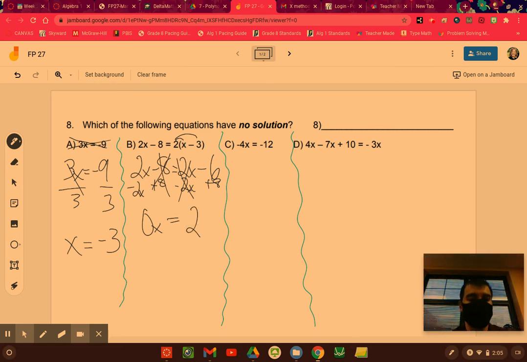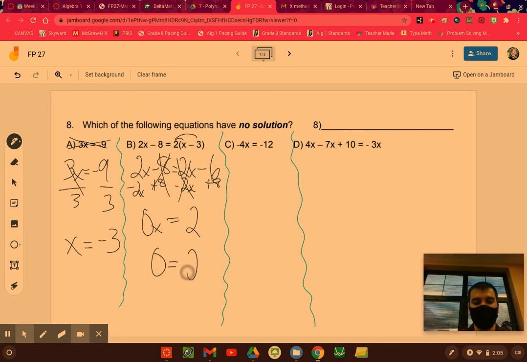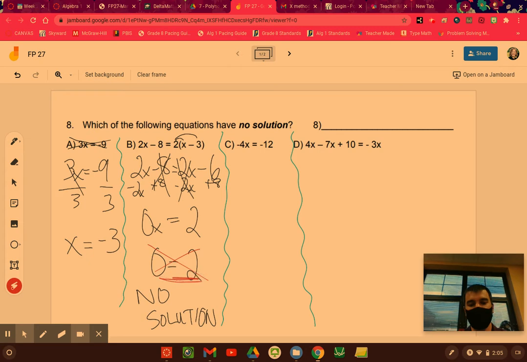So is there anything that we know 0 times anything equal to 2? No, because 0 times anything will give us 0. So does 0 equal 2? No, it does not. So put a big old nasty red X through that. So we know that this problem has no solution, because we got our final answer end up being 0 is equal to 2.